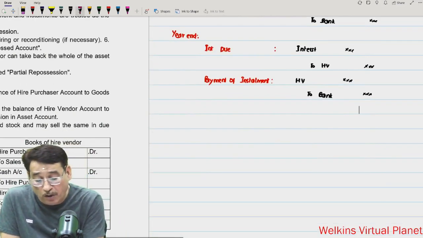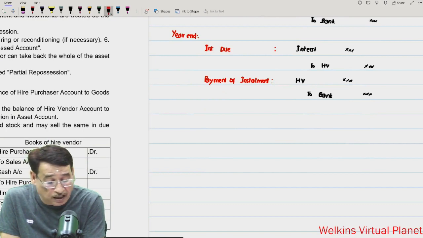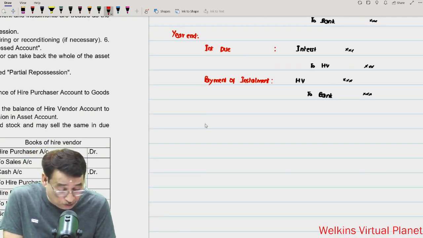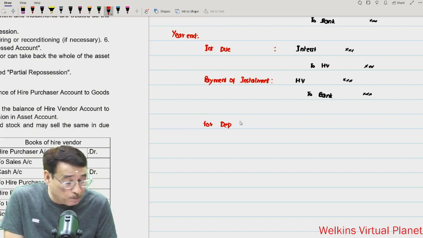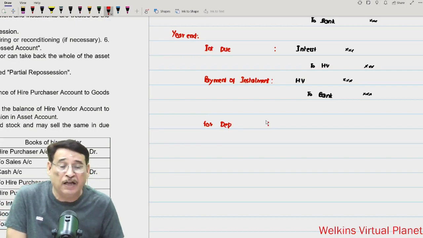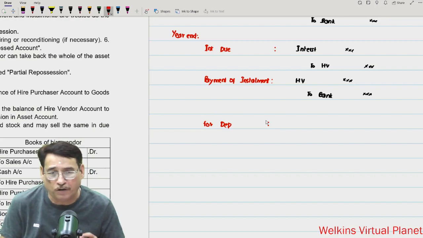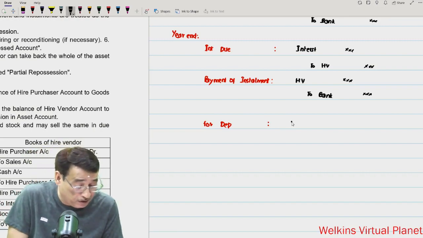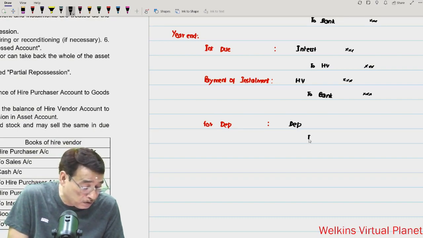But also at the year end, as we saw in the last session, the purchaser will provide depreciation also, because he has purchased the asset and in substance he happens to be the owner of the asset. That is why he will provide the depreciation. The entry will be depreciation account debit to asset account.